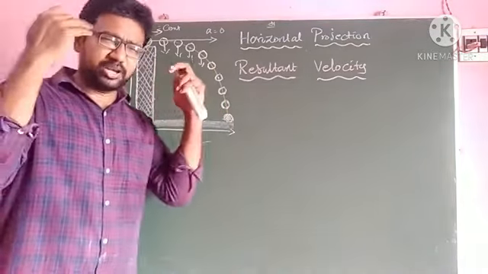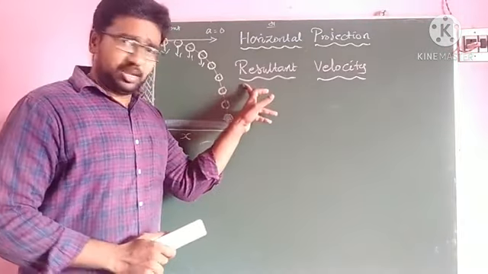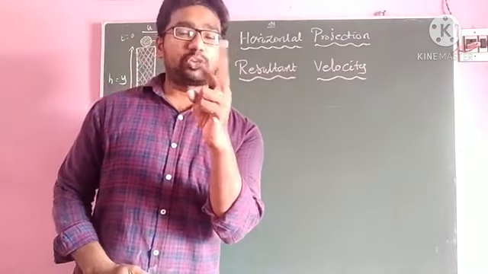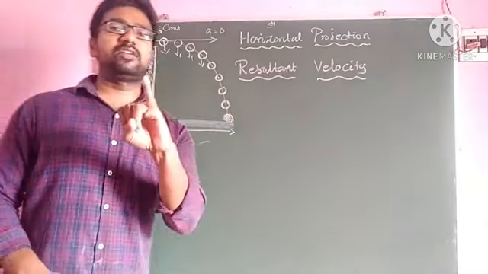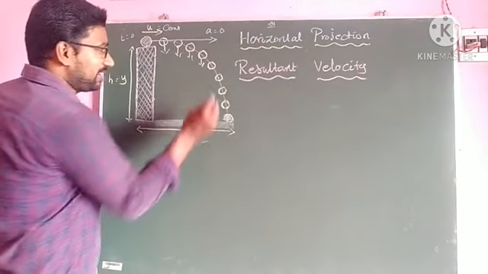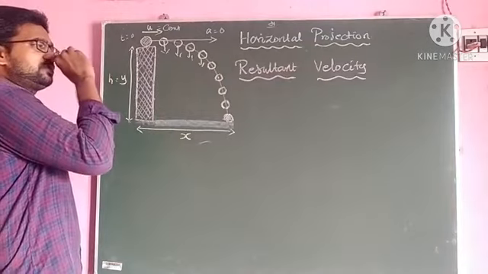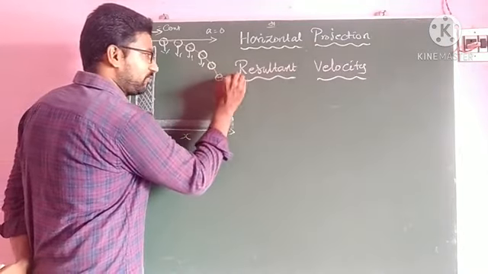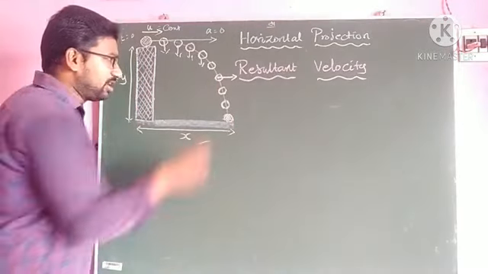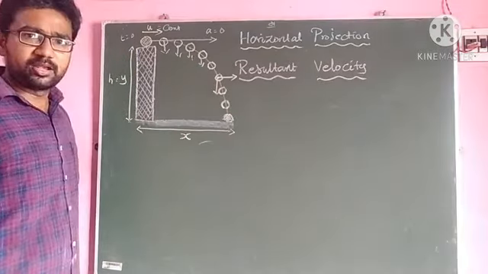So now I am going to find the velocity. We can easily find the resultant velocity by using two components: one is vertical velocity and the other is horizontal velocity. Now I am going to take a point here. The horizontal projection is in the direction of the x-axis. Due to acceleration acting in the downward direction, it is going downwards.